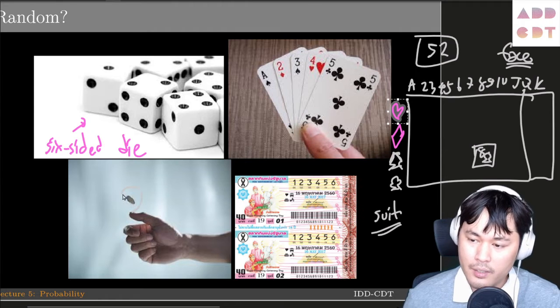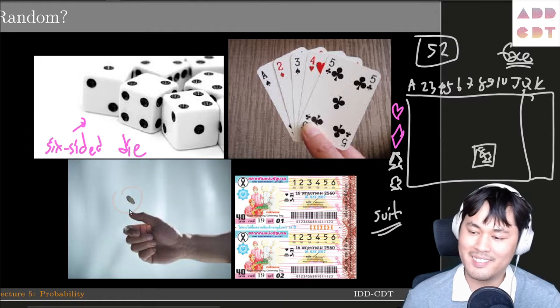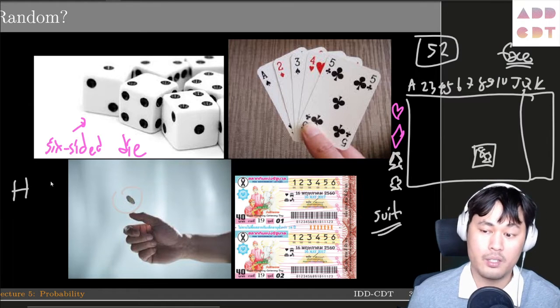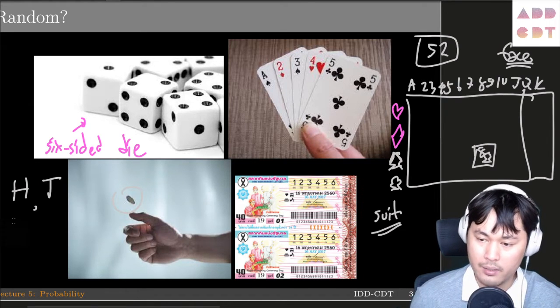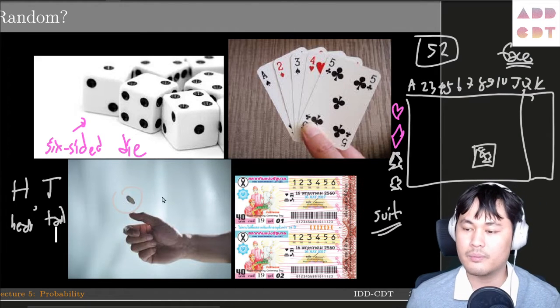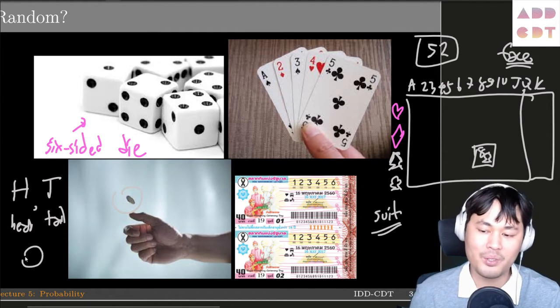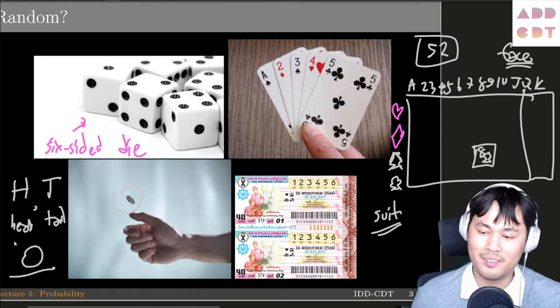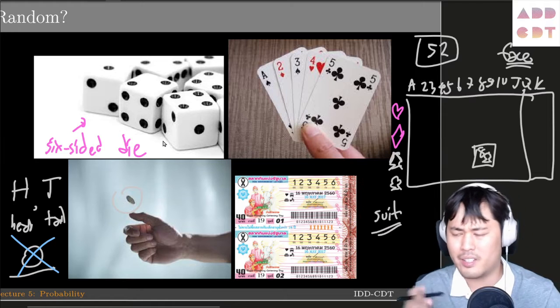And we have a flip, of course. We have a coin. A coin has 2 sides, and we're going to represent each side as either a head or a tail. Sometimes the coin would land on its side, but let's ignore that for now. Let's say it's only head and tail.